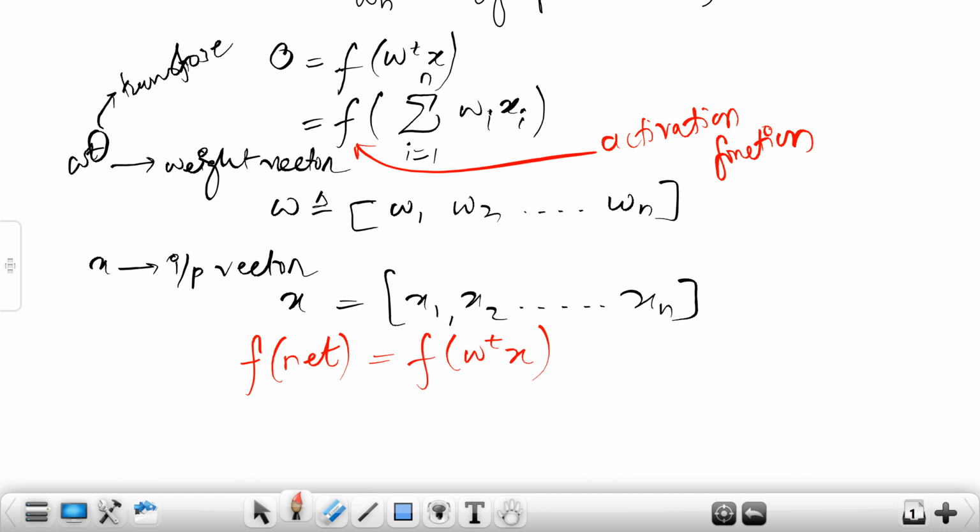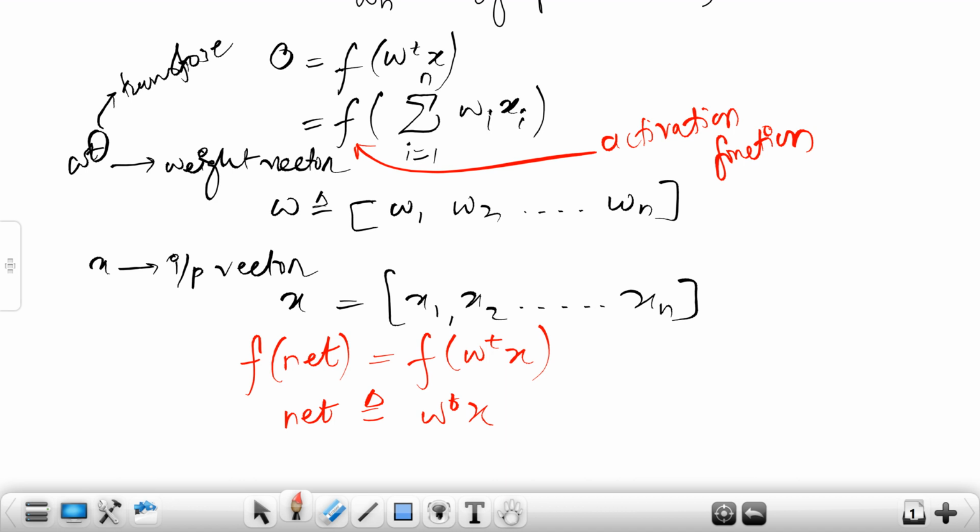Okay. Now here, net is what? Net is nothing but W^T X, right? Net is basically the multiplication of two vectors, that is W^T and X. These are column vectors, and you cannot directly multiply two column vectors, so we take a transpose. So we take the transpose of the weight vector and multiply it with the input vector X. That is your net value.